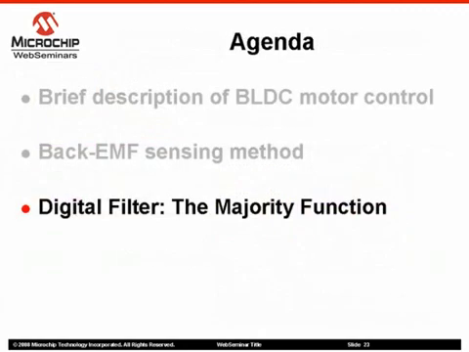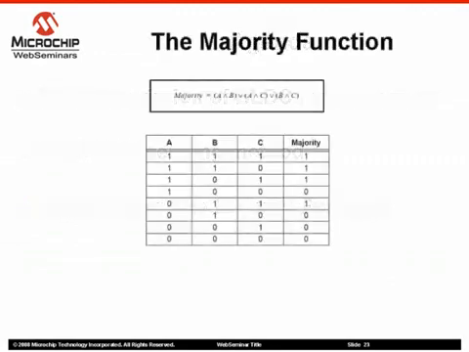In this section, we will discuss the principle of the digital filter, the majority detection function. This back EMF sensing method is based on a non-linear digital filter called the majority function. In certain situations, it is also known as a median operator. The majority function is a Boolean function which takes a number n of binary inputs and returns the value which is most common among them.